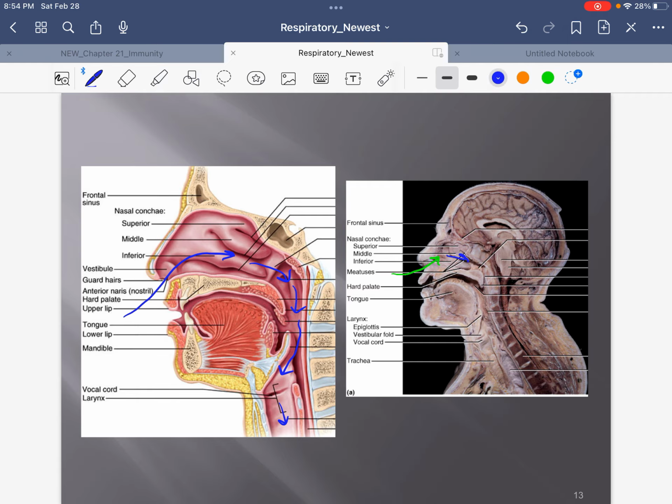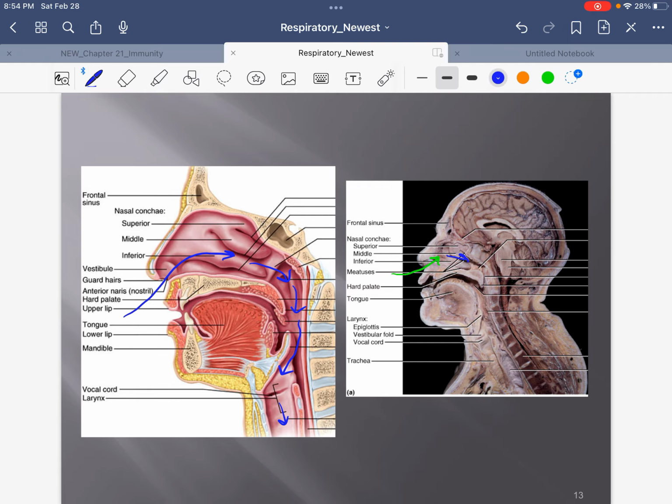Here is the vertebral column, right? Isn't that wild? Look at the brain stem. Here's the brain stem. Everything is pretty close together there.